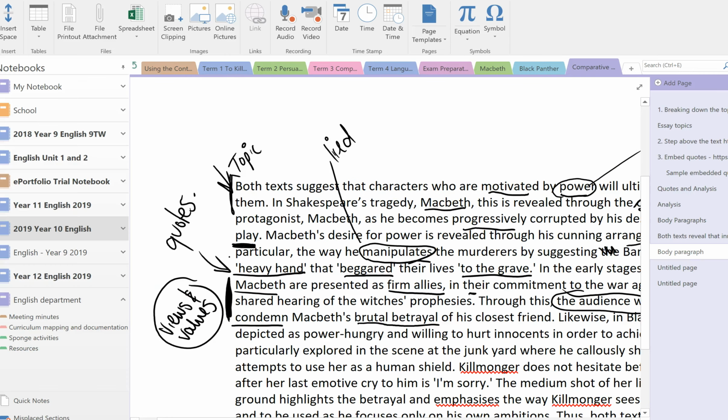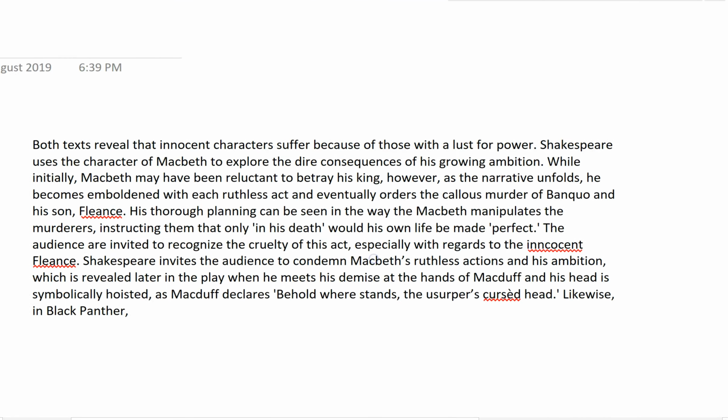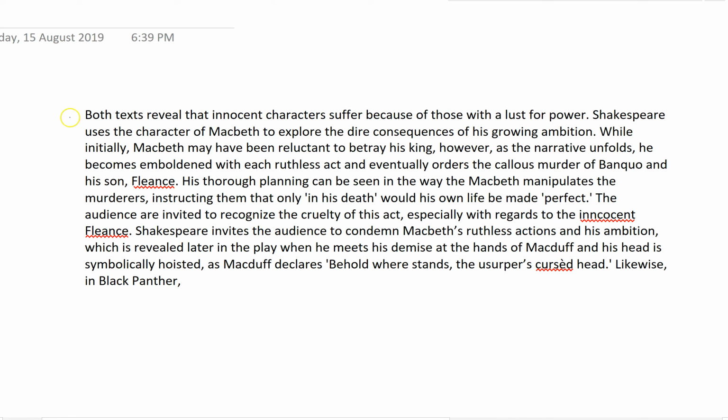I've got another one here. If you pop with me onto the second example. This one has the use of symbolism and text construction. So it's a similar idea. We start with an introduction, the first sentence of the body paragraph about both texts. Both texts reveal that innocent characters suffer because of those with a lust for power. Okay, so this isn't to do with betrayal as explicitly, it's to do with the innocent characters suffering.